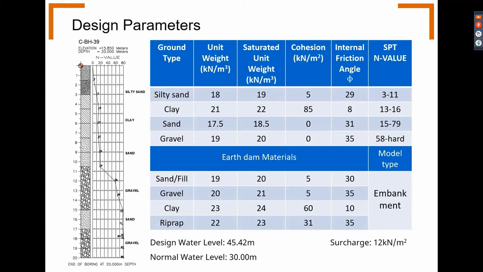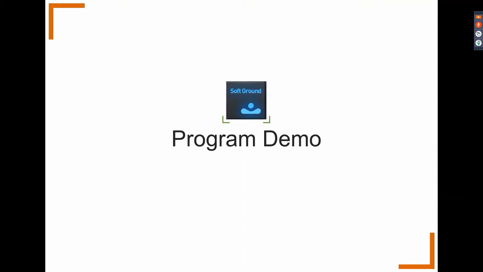and 30 meters high in normal operating condition. So using 1D consolidation in soft ground module, we will assign the earth dam material as an embankment model type. So we will now proceed to the program demonstration.